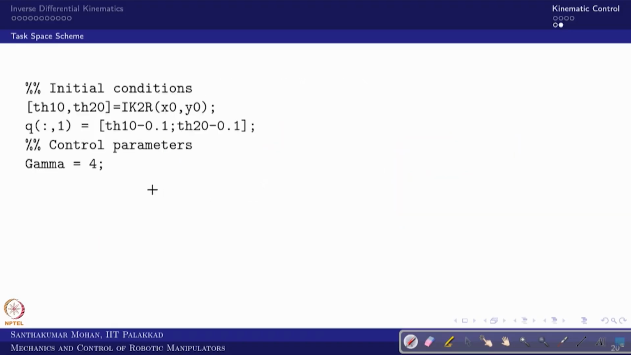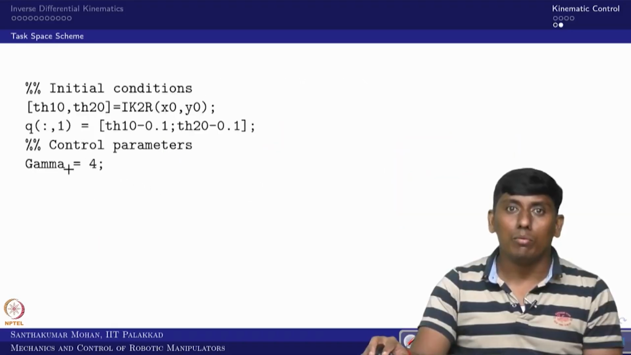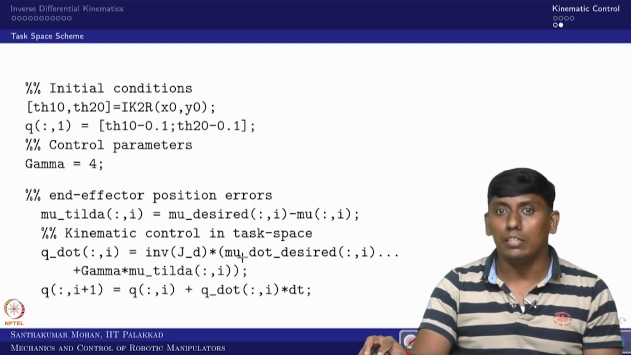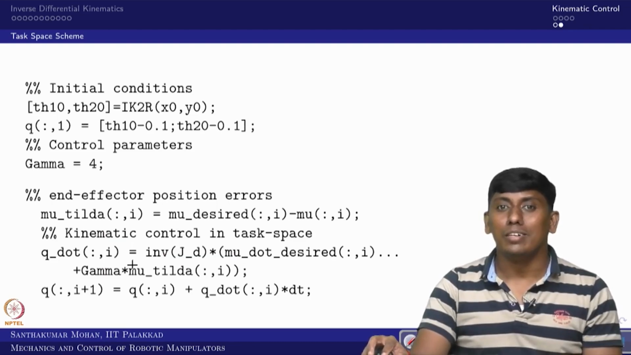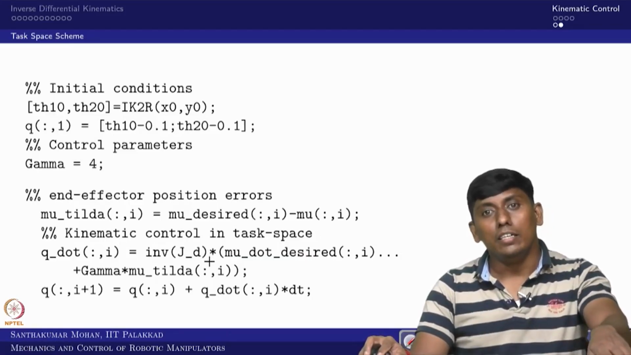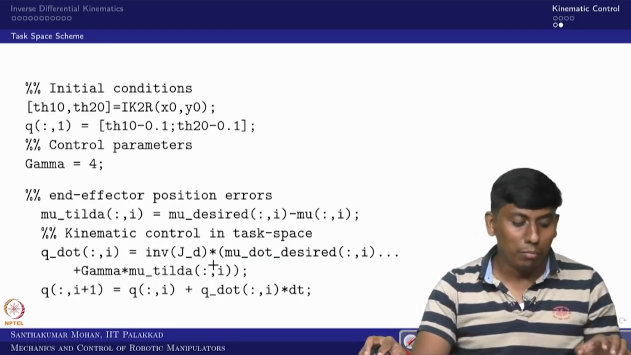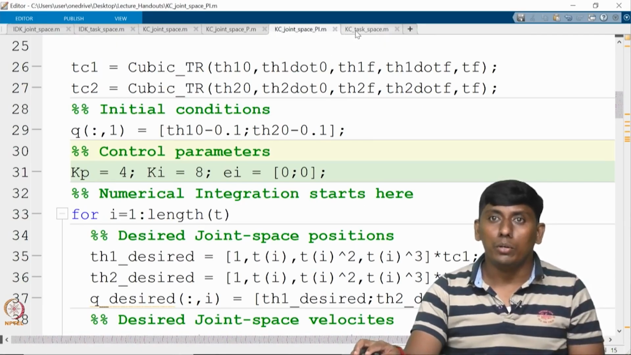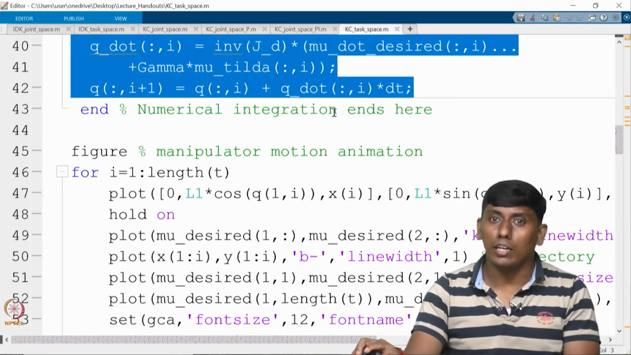For that, we are taking one simple addition. Just for comparison, we are taking a q, then we are taking a gamma, and you can see mu dot desired plus gamma into mu tilde, and inverse of Jd, right. So this is what we have taken. In fact, instead of taking Jd, we can even take J, and both will give the same result. Just to get that idea, we will go to the kinematic control in the task space.